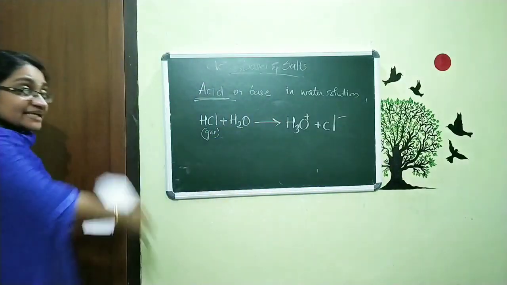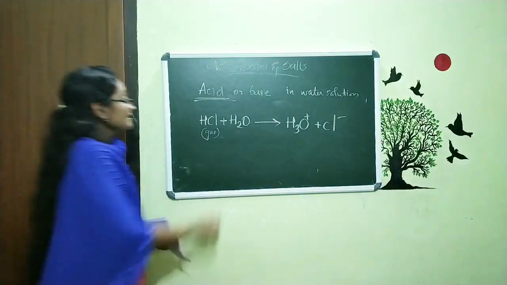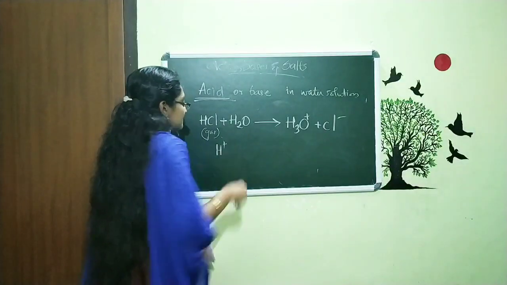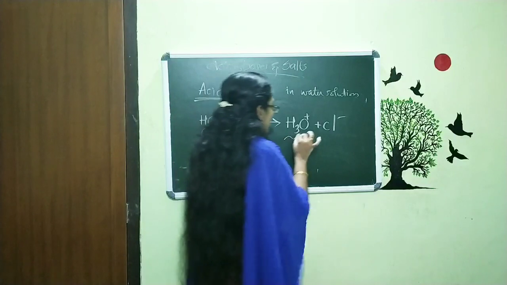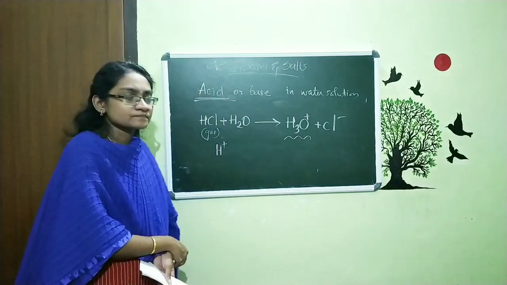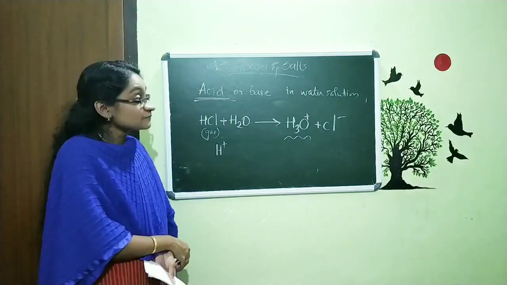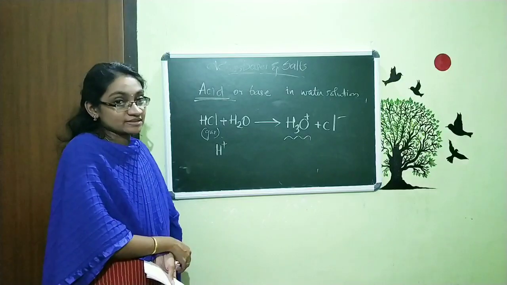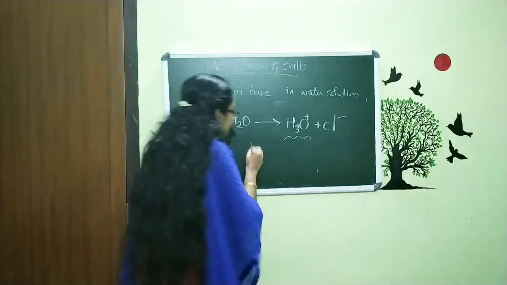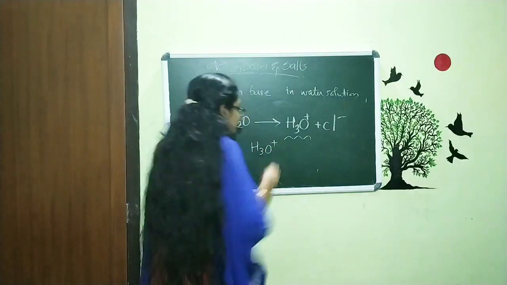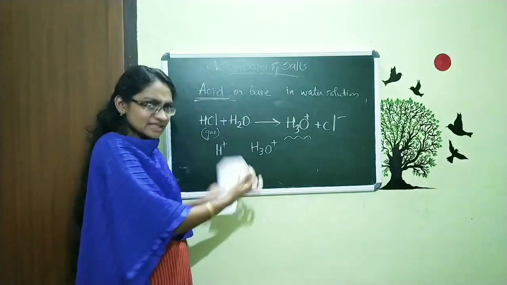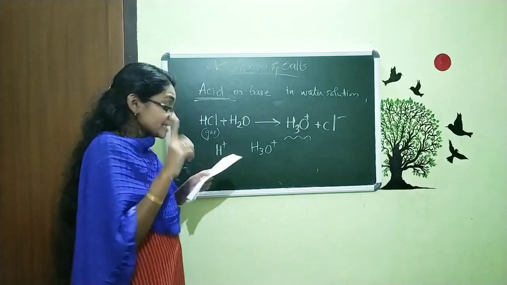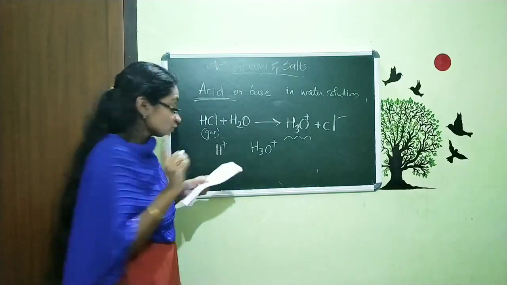In all these areas, I said that we have H plus ion. Now what is this we got? H3O plus. What is this? Don't think that this plus is only for the oxygen. Actually, this H3O plus is a single component, a single ion. And I already said that we have polyatomic ions.